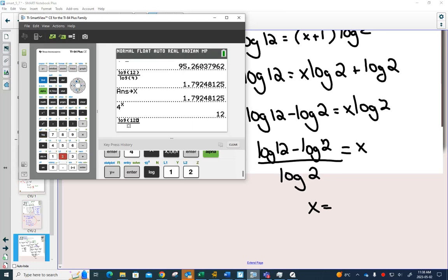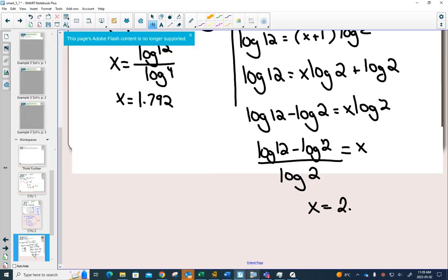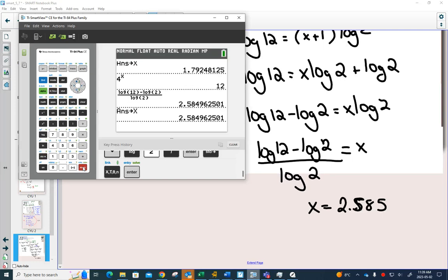Log of 12 minus log of 2, divided by log of 2. Push enter, 2.585. And again, I'm going to hit the store button and store it as x and double check. Does it work in my original question?